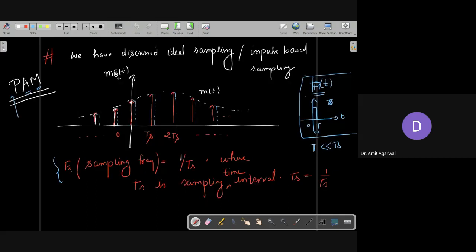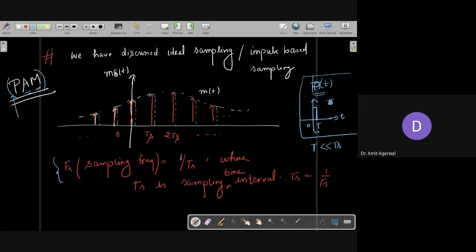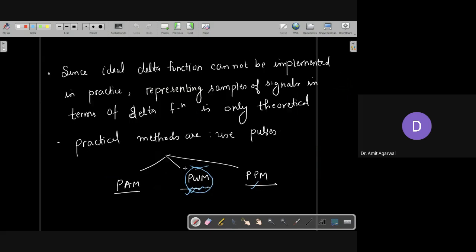Yeah. So here what we are doing, we are changing the amplitude of the pulse, right? But we can also do two more things: we can change the width of your pulse or the position of the pulse in order to send those values at these time instances. So according to that, we can classify our pulse modulation by two other methods, that are pulse width modulation or pulse position modulation. But we will discuss PAM in more detail, and I will just give you a hint of PWM and PPM. So let's go to PAM.